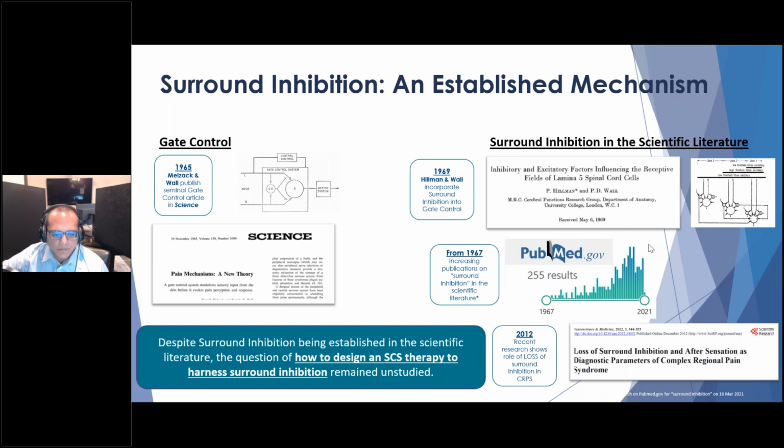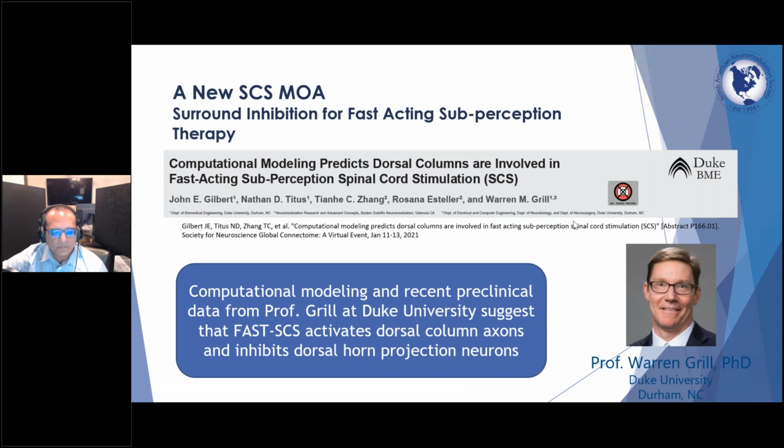So despite surround inhibition being established in the scientific literature, the question is, how does this actually impact clinical practice? The person driving the surround inhibition theory is Professor Warren Grill at Duke University. What he's done is use computational models and a lot of preclinical data that's supposed to be published out of Duke to incorporate this surround inhibition into clinical practice.